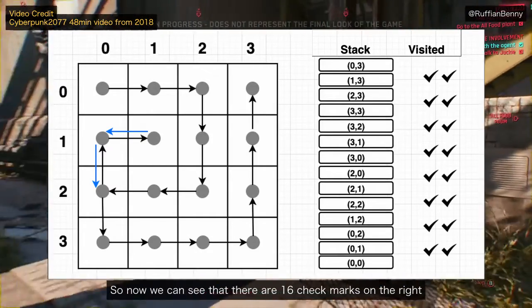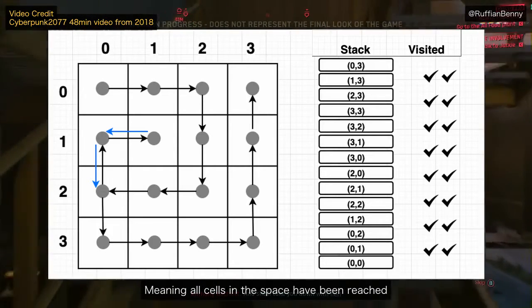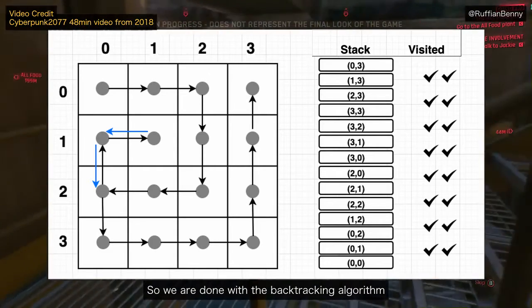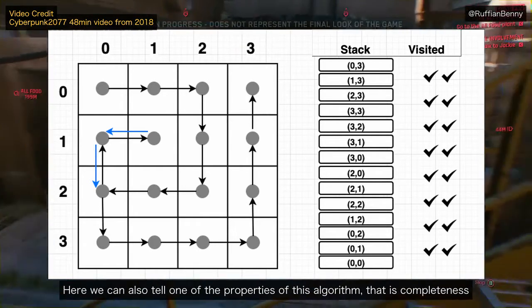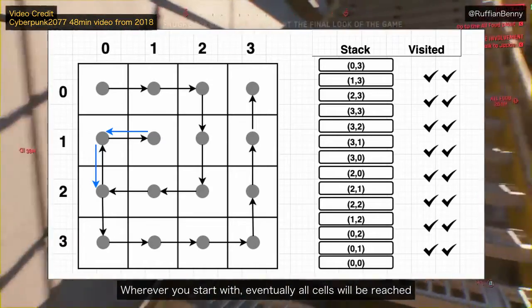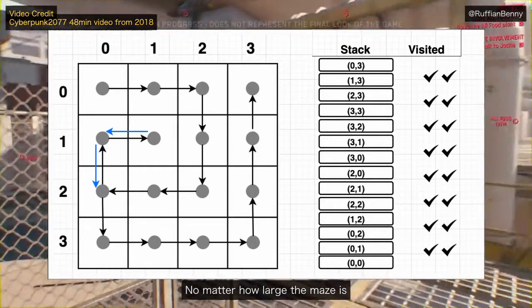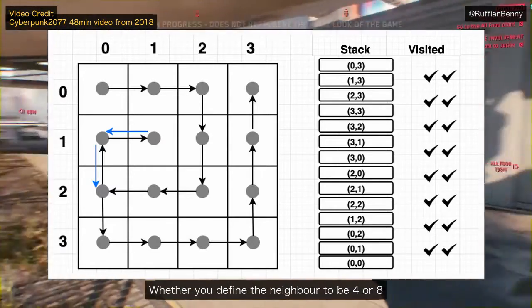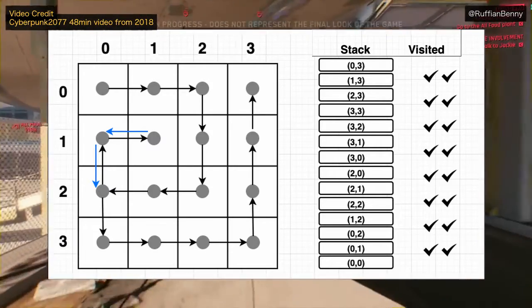So now we can see that there are 16 check marks on the right, meaning all cells in the space have already been reached, so we're done with the backtracking algorithm. Here we can also tell another property of the algorithm, that is completeness. Wherever you start, eventually all cells will be reached, no matter how large the maze is. Whether you define the neighbor to be 4 or 8, the algorithm is guaranteed to work.